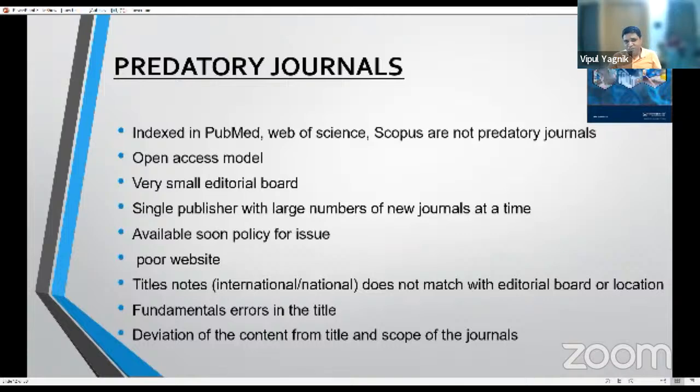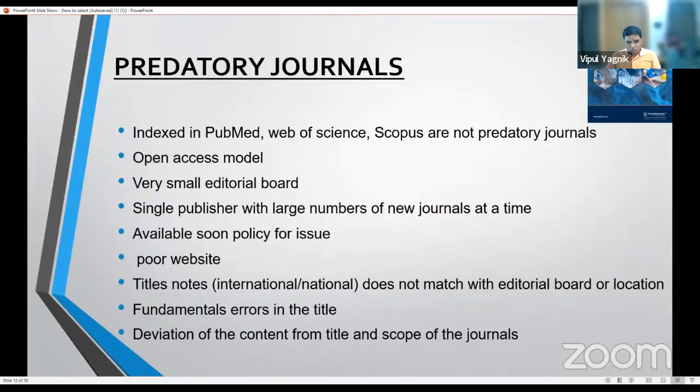So how to identify whether a journal is a predatory journal or a standard scientific journal? The first thing you can check is where the journal is indexed. If the journal is indexed in PubMed, in Web of Science, or in Scopus, it is not a predatory journal.